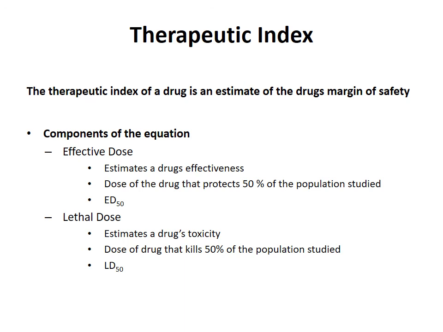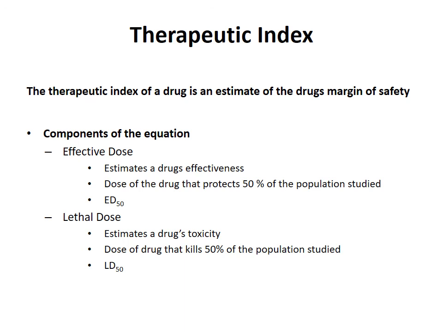But the therapeutic index of a drug is an estimate of the drug's margin of safety. The components of that, it's a very simple equation. The components are the effective dose and the lethal dose. And of course, they're not going to measure the lethal dose in a human, but they would do that usually in an animal model, rodent model, for example. The effective dose estimates the drug's effectiveness.